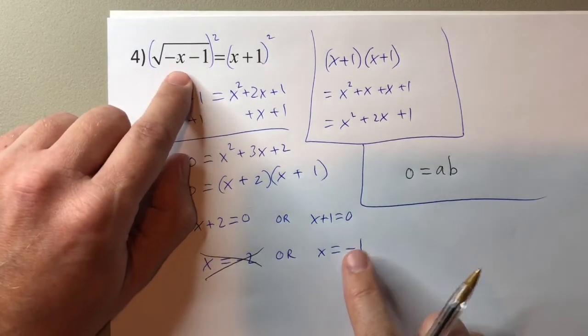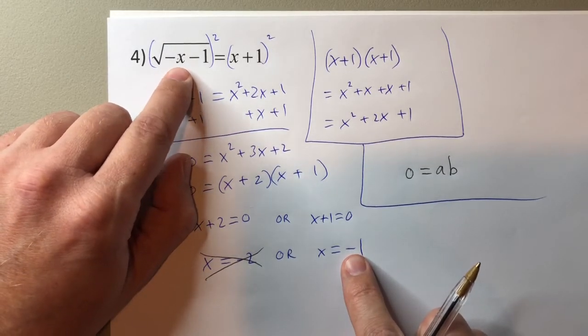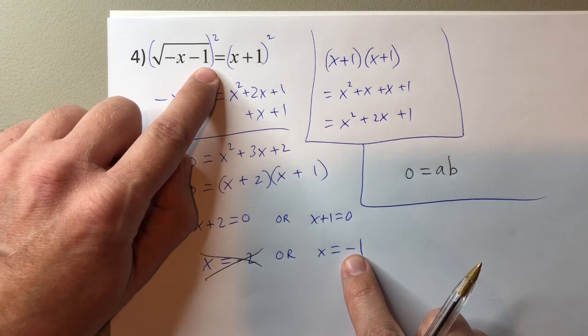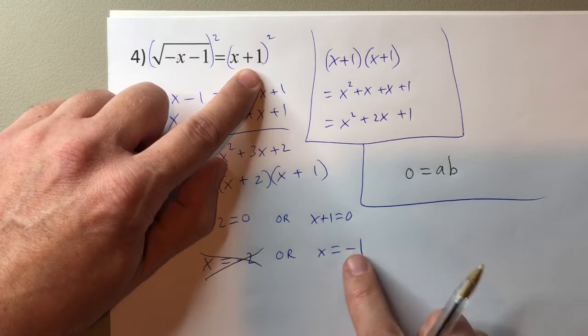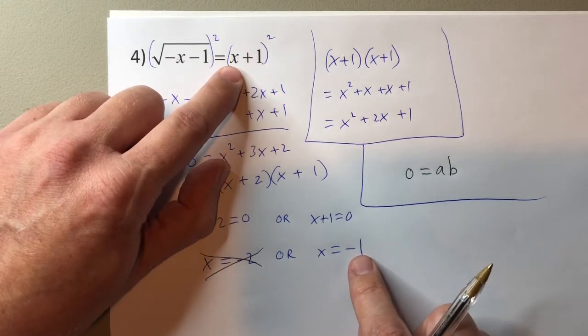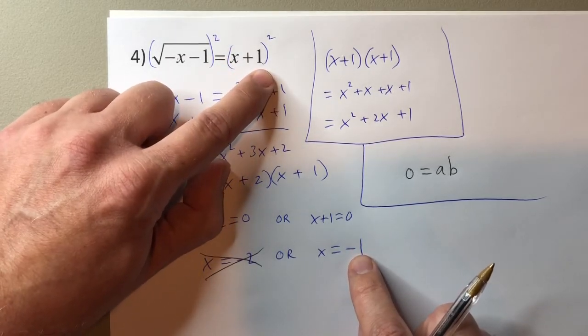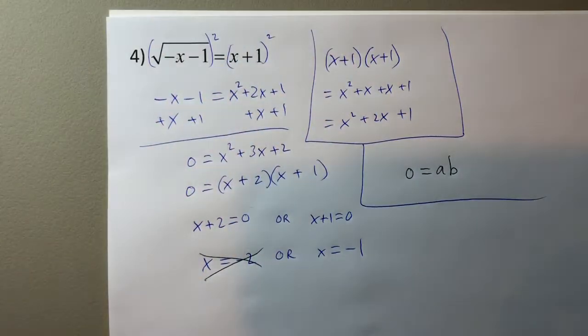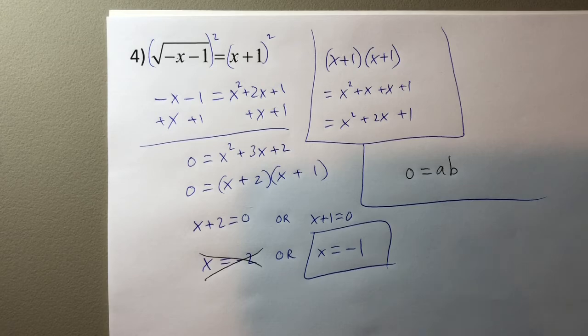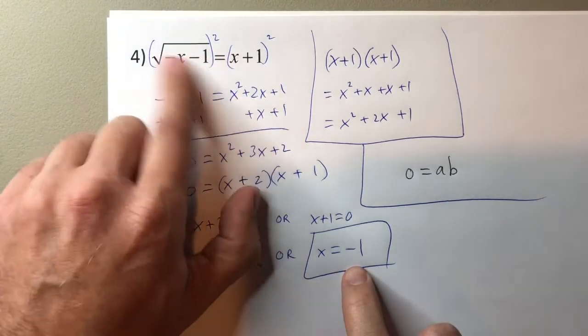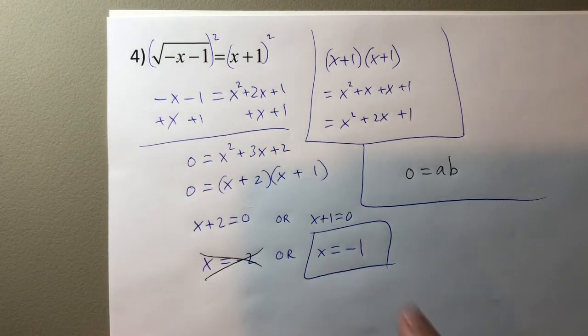Make sure this one works. So what's the opposite of -1? 1. What's 1 minus 1? 0. What's the square root of 0? 0. Yeah. On the right-hand side, replace this x with a -1. What's -1 plus 1? Oh, it's 0. Does 0 equal 0? It sure does. So the only solution in this particular equation is x equal to -1.